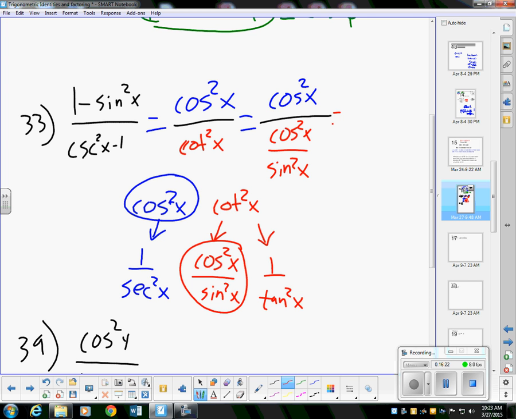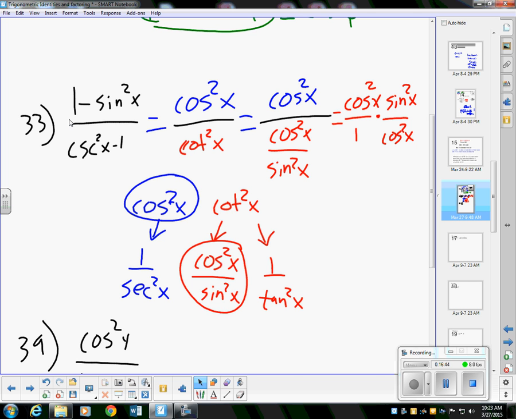But if I want to continue this out, that's like saying cosine squared of x over 1 times, remember the bottom flips over, sine squared of x over cosine squared of x. Like I said, I have to think strategically. Yes, I'm multiplying, but the bottom number I'm multiplying in its reciprocal form.